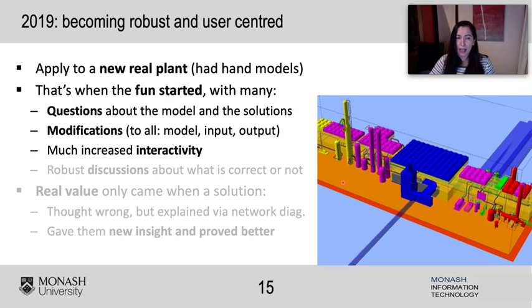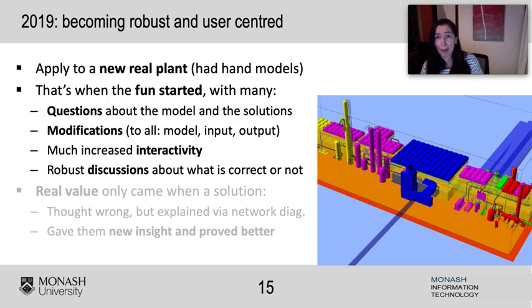They wanted to be able to take something and move it, all these things, and we started having very robust discussions about what was correct and what was not. We started calling it the happiness factor of these guys, saying, how is your happiness factor today? And it was really interesting to see how the rules in the model matched or didn't match what they were accustomed by tradition to see on a plant.